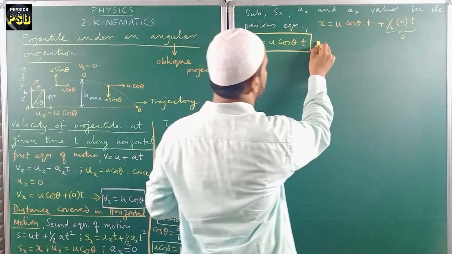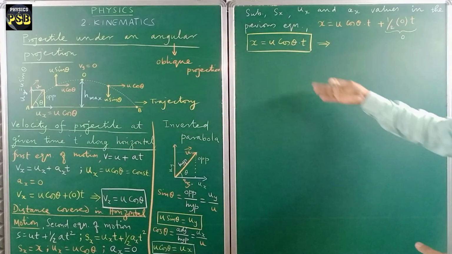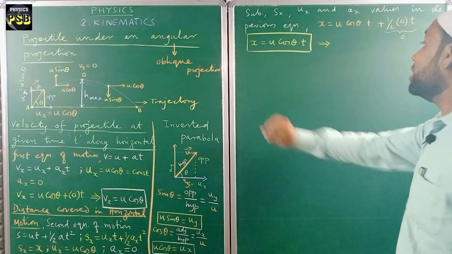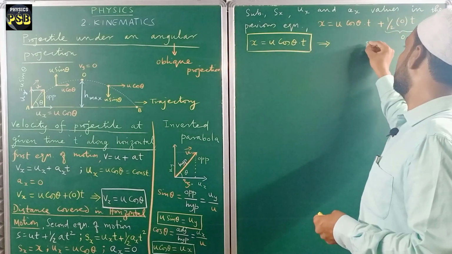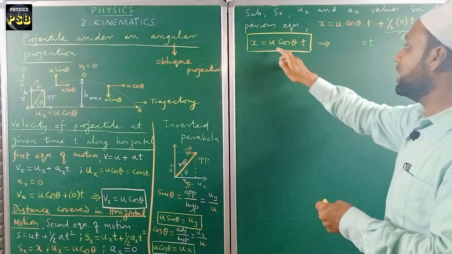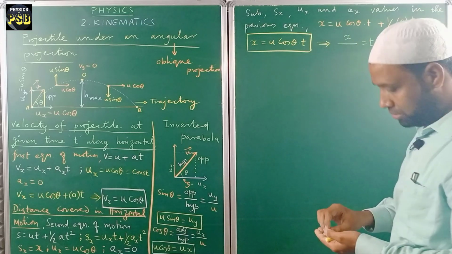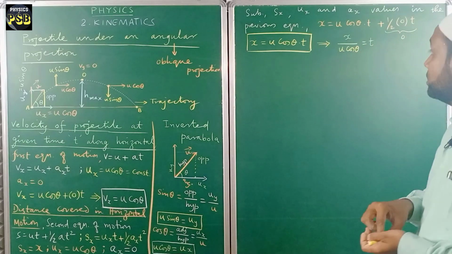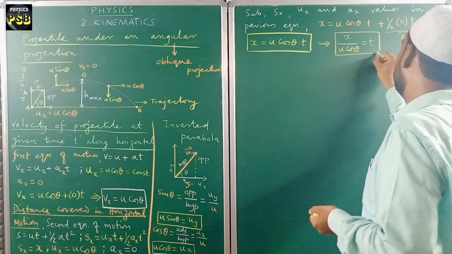Now here, before I go to the next thing, I'm going to find out the value of t from this. It can be obtained easily just by cross multiplication. I'm going to keep t here as such, and the remaining term is taken to the other side. When it is taken to the other side, it will divide. So x is divided by u cos theta. This is the expression for time.